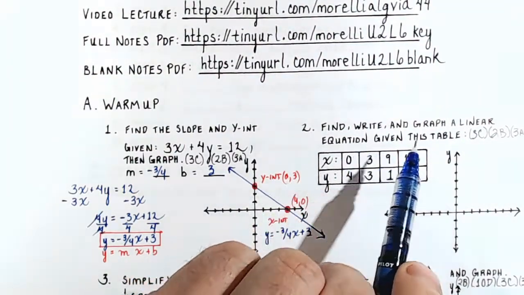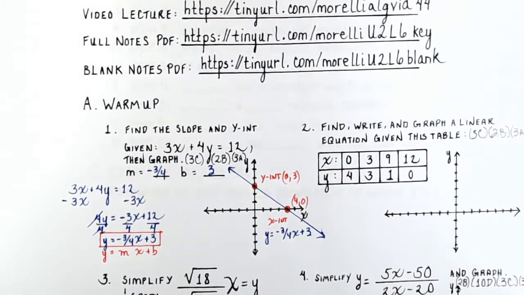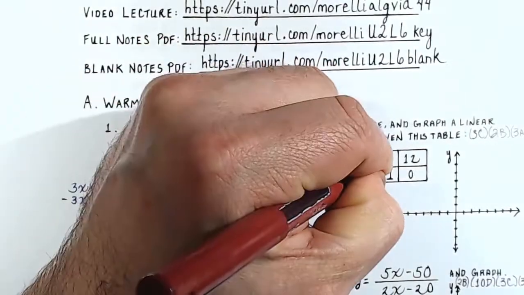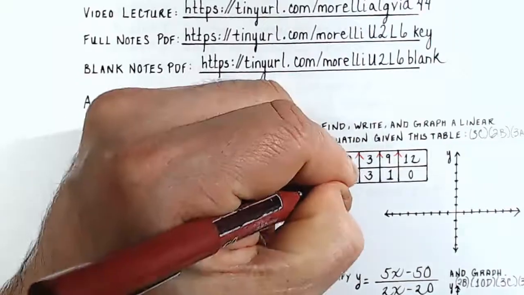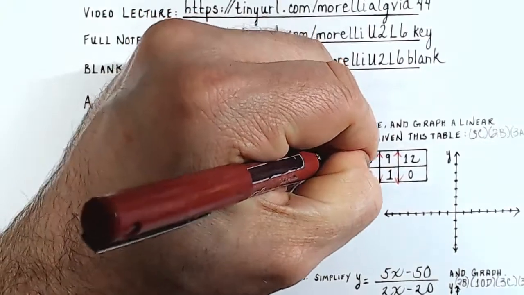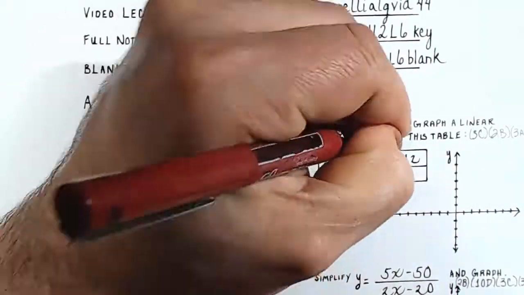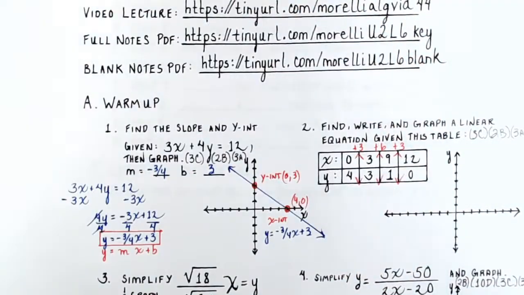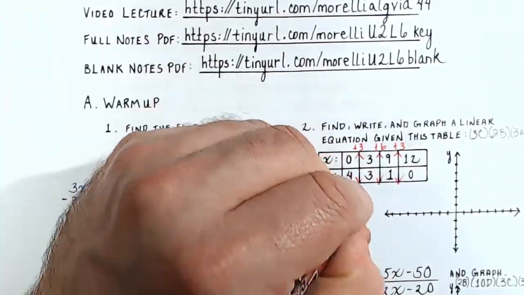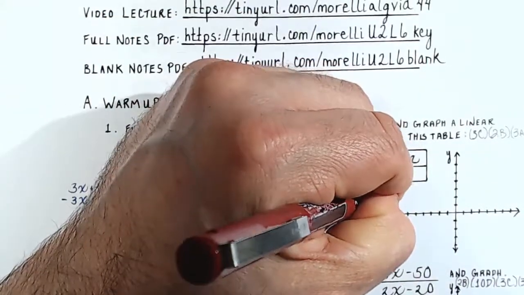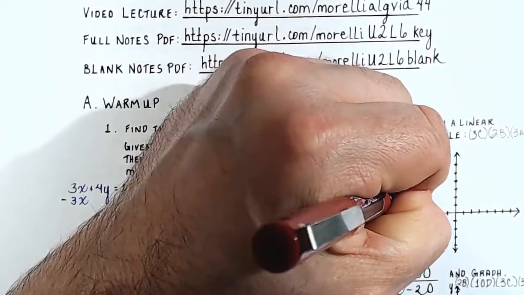Number 2: find, write, and graph a linear equation given this table. Alrighty. Step 1 is to compute the difference between each of the values on both the x and the y side of things. So we draw little alligators, and between these x values it's plus 3, then plus 6, and then plus 3. From 0 to 3 it's 3, from 3 to 9 it's 6, and from 9 to 12 it's 3. Down here on the y, from 4 to 3 that's minus 1. From 3 to 1 that's minus 2. And from 1 to 0 that's minus 1.